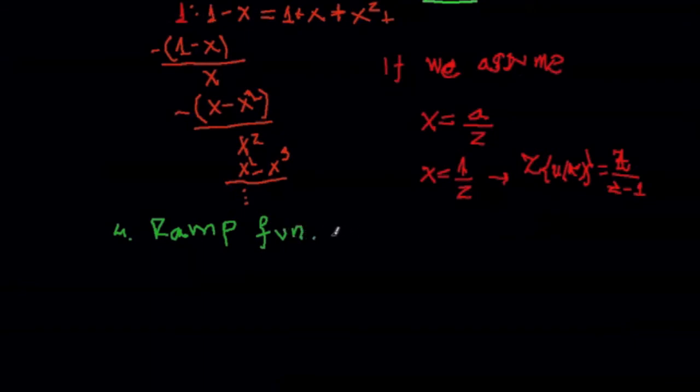So what is the ramp function? It's R(kH), okay? And the series looks like this: 0, 1H, 2H, 3H, and so on.